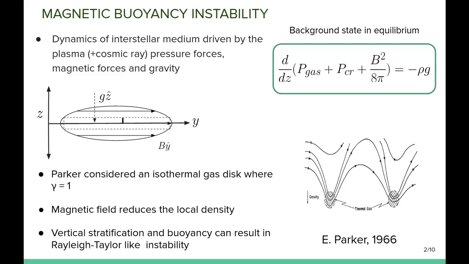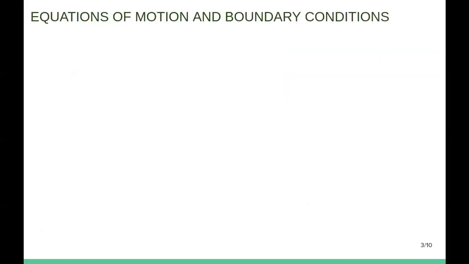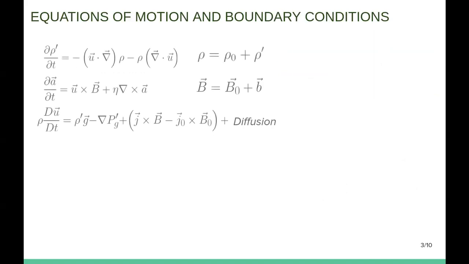Initially, we tried to understand the system with just the magnetic field and slowly move on from this case to the case with cosmic rays. In order to do that, first we look at the equations of motion that are necessary in the system. We have three equations of motion: the equation of continuity, the induction equation, and the momentum equation.